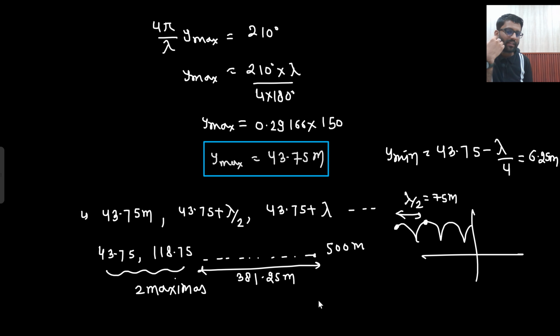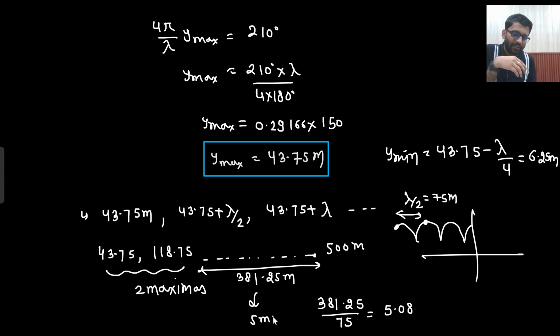So in this length, 381.25 divided by 75, what I am getting is 5.08. So in this much length, I am getting 5 maximas. So 5 maximas and these 2 maximas, total combined is 7 maximas. So this is the answer.